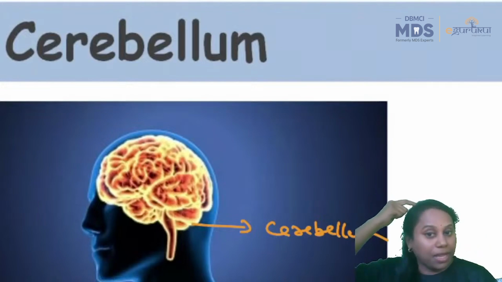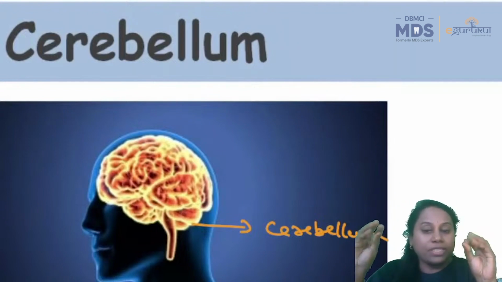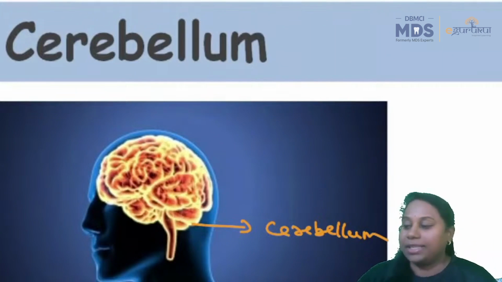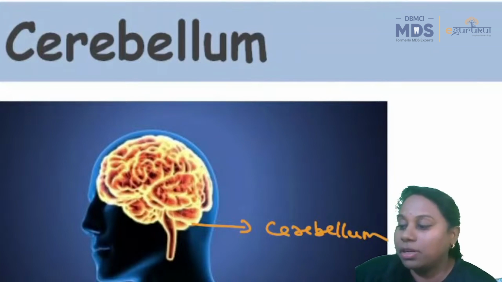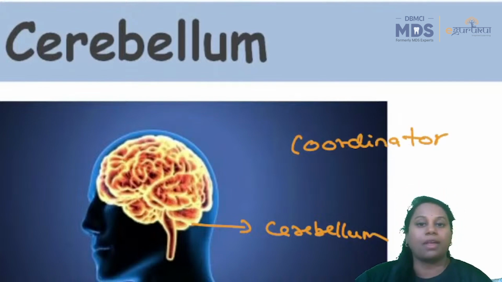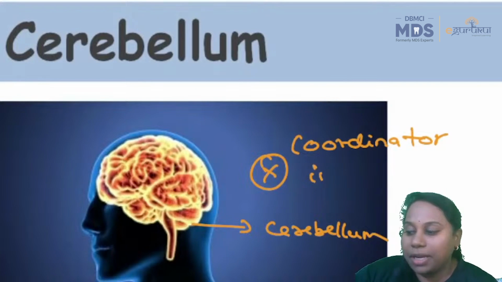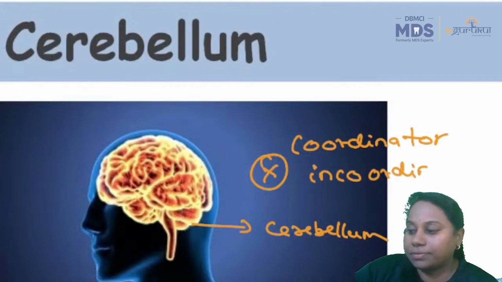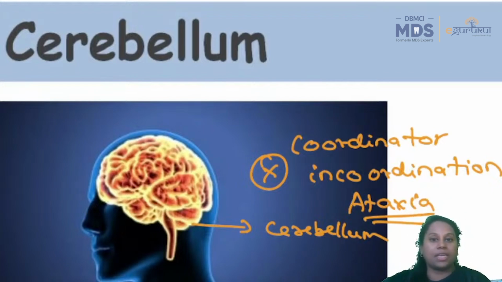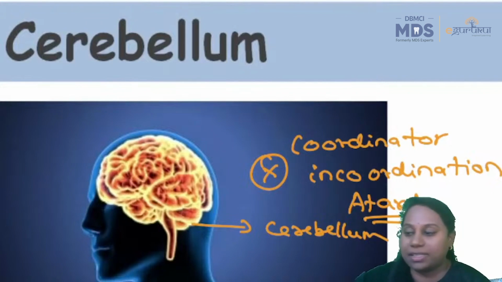Because it will get the plan from the motor cortex above, movements from my hands and legs below, and it will coordinate the plan with the movement. And that is how cerebellum becomes the coordinator of the body. If there is any defect in cerebellum, it results in incoordination. Incoordination is called as ataxia. That is called cerebellar ataxia. Defect in cerebellum results in incoordination, called as ataxia.